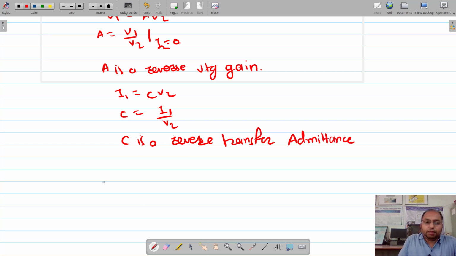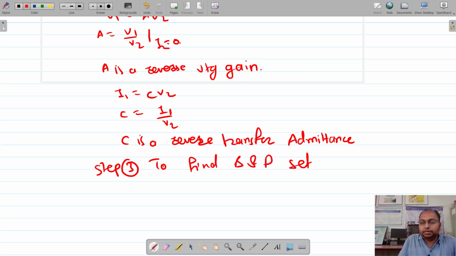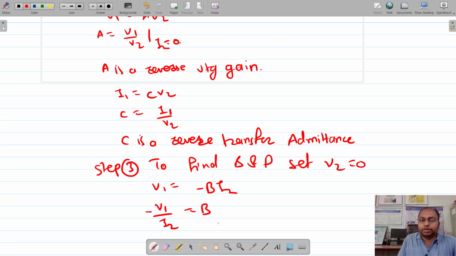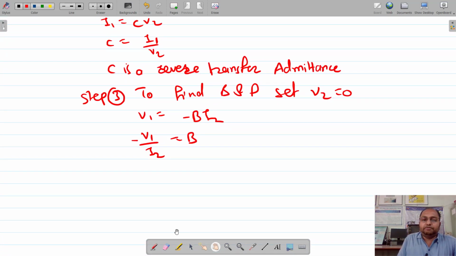Now step number 3, to find B and D, what do we need to set? We need to set V2 equal to 0. Remember that in the case of transmission line parameters, we need to set the output terminal's voltage and current to 0, alternatively. So V1 equals minus BI2, therefore minus V1 divided by I2 is our B. This is the reverse transfer impedance.